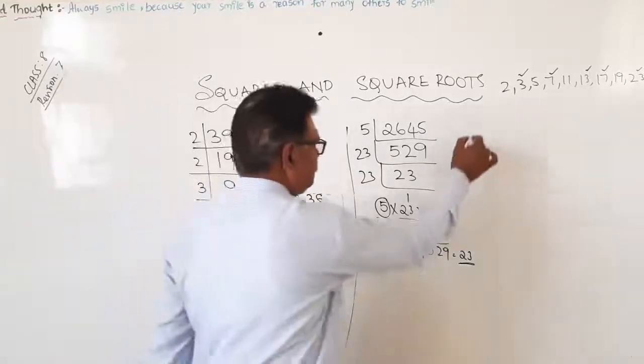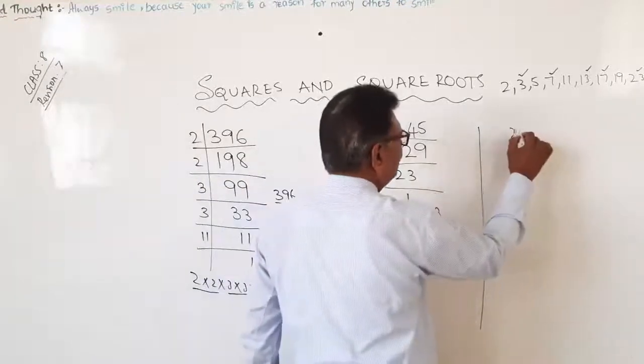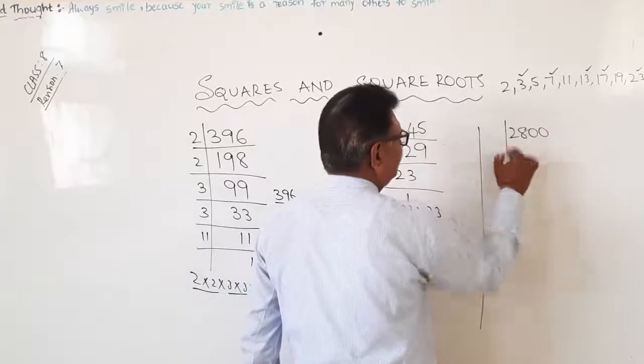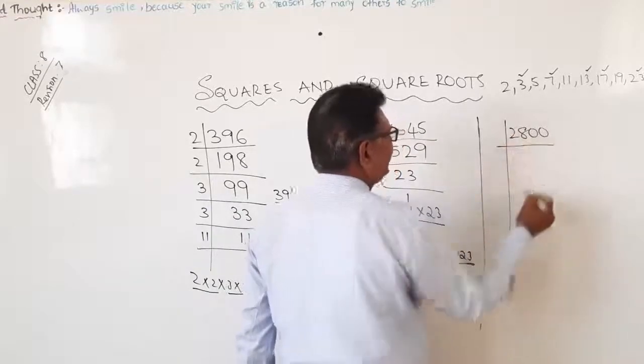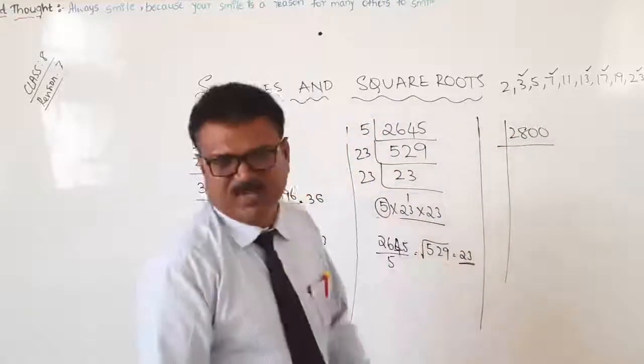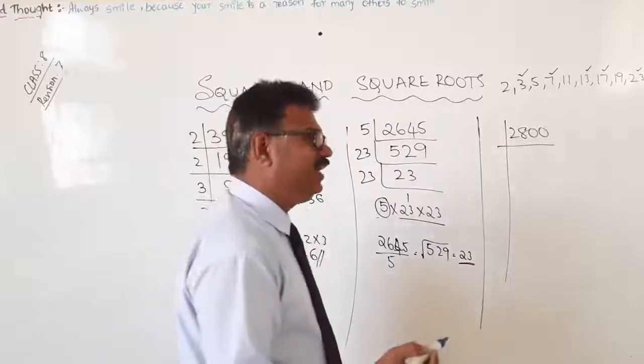2,800. One more number. 2,800. Any number you can take. It is not that only these numbers are possible. Any number you can take and you can do.